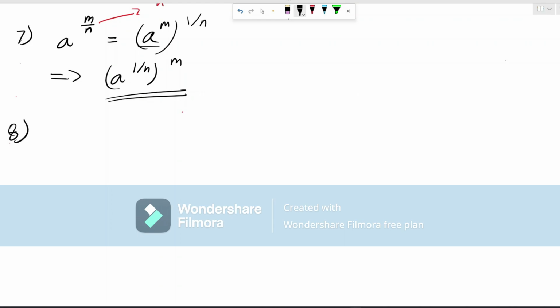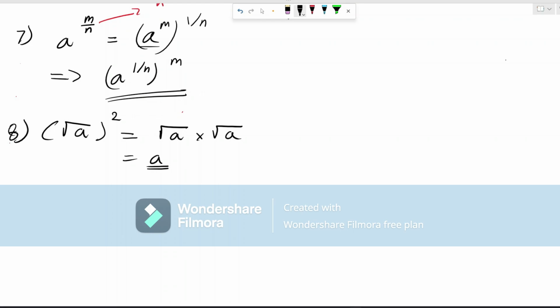Now let's see the eighth one. The eighth one states root a whole square. Very easy. This is going to be really easy, like a piece of cake. Now if there is a root, then you know how to do this. If there are two roots, just write it like this. Then these roots will cancel each other and you will get just a number.